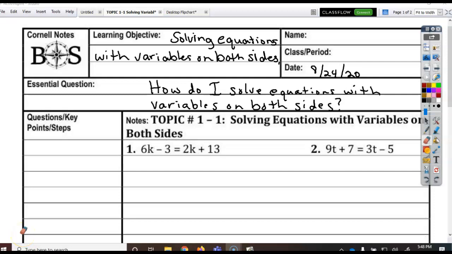Today we're going to be talking about solving equations with variables on both sides. That's our learning target right up here, our learning objective. Solving equations with variables on both sides.